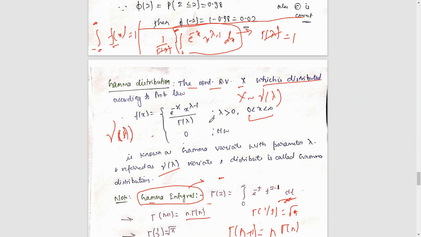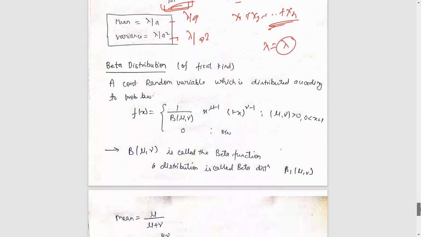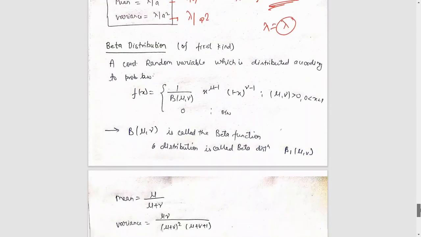So obviously, these types of things will be there, but for the gamma distribution, I hardly found any problem. Now let's discuss the beta distribution, which is based on the beta integral. There is something called the beta integral, and this is based on it.